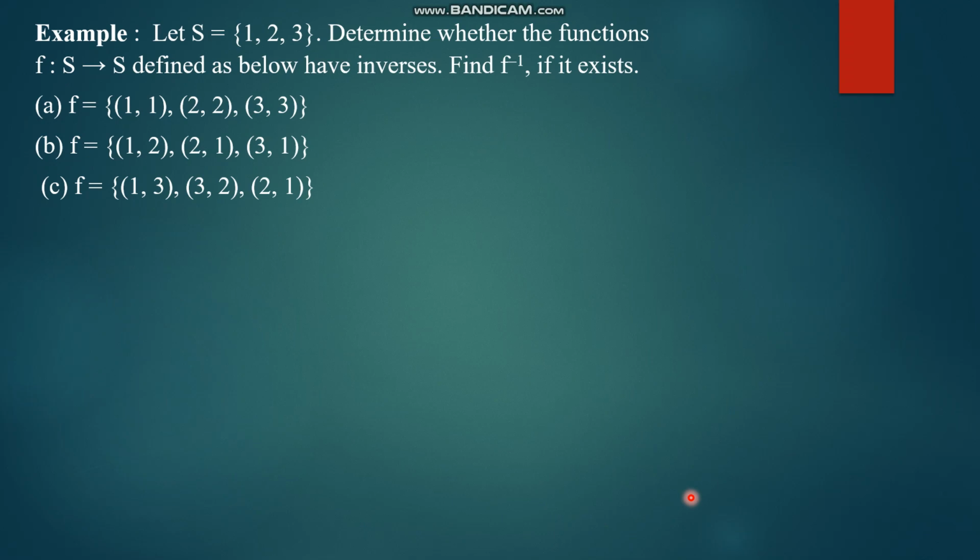Now let's take one more example. This is a very simple one. S is given to be {1, 2, 3}. There are 3 problems. We have to check whether they are invertible, and we have to find the inverse if it exists. Look at the first function.